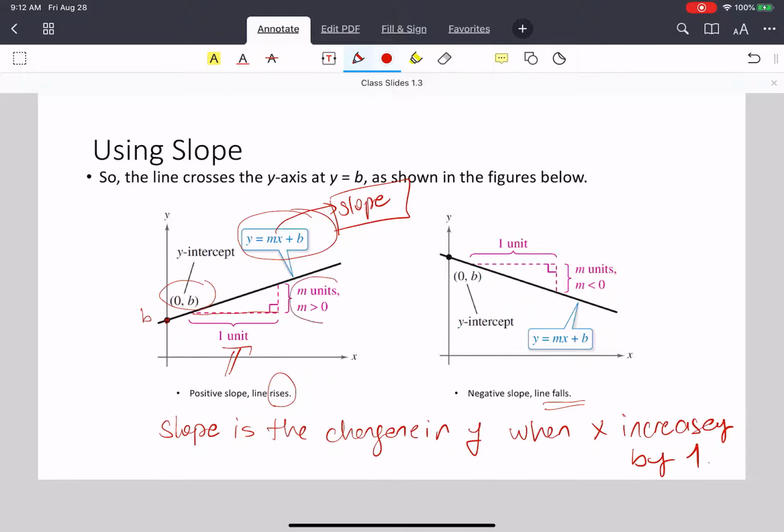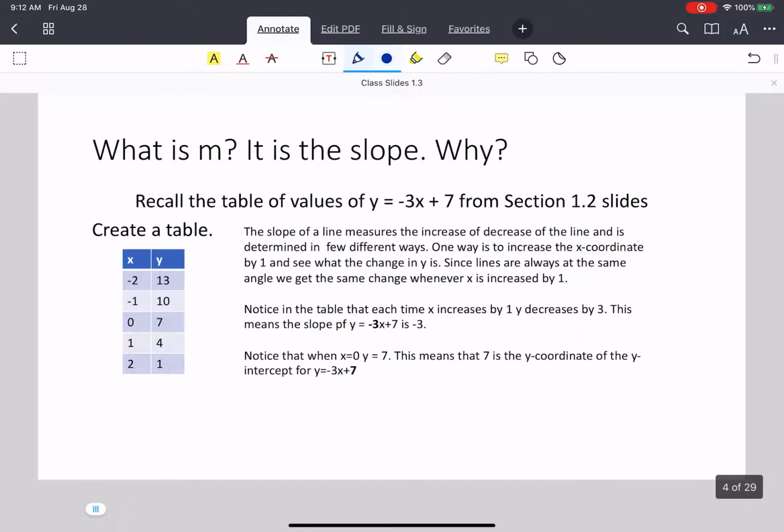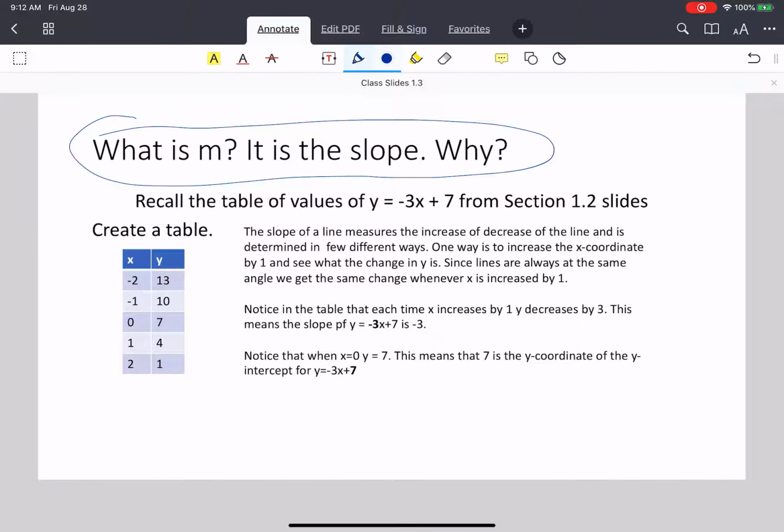So here, m changes positively, it increases. Here on the right side, you realize that for every 1 unit change in x, y decreases. So for that reason, we have a negative slope. So we're going to note here, this is a negative slope. On the right-hand side, we have positive slope. All right, so what is m? It is the slope, but why?